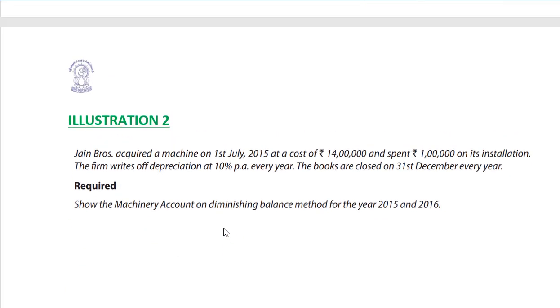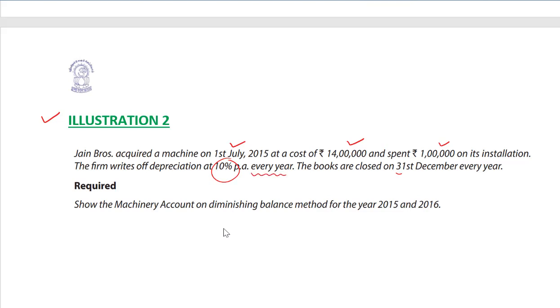Now let us move ahead and solve illustration number 2. This illustration is based on the diminishing balance method. Jan Brothers acquired a machinery on 1st July 2015 at a cost of 14 lakhs and spent 1 lakh on the installation. The firm writes off depreciation at the rate of 10% per annum every year.